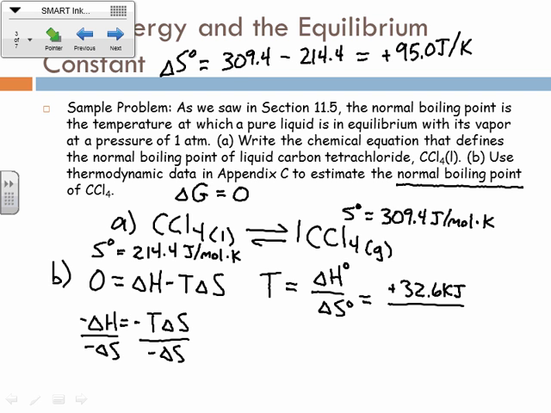Well, we got a little bit of a problem here, don't we? What's the problem? Yeah, we need to make sure we have the same units when we plug these in. So I'm just going to go ahead and change this right now to 0.0950. Sorry. Kilojoules per Kelvin. Okay. So then this is going to be plus 0.0950 kilojoules per Kelvin. Okay.